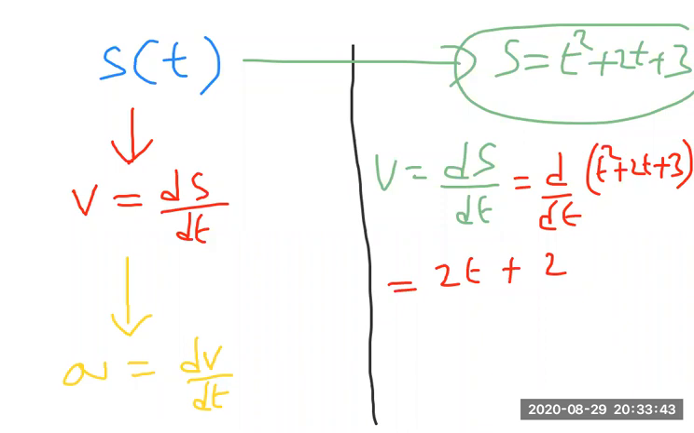I hope you are understanding. Displacement is a function of time means they will give displacement equal to some time terms. That means displacement is varying with respect to time.